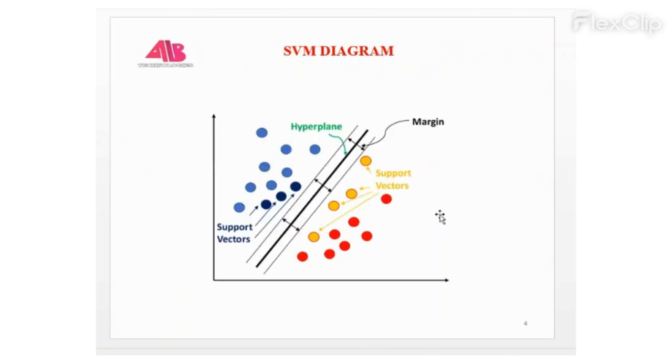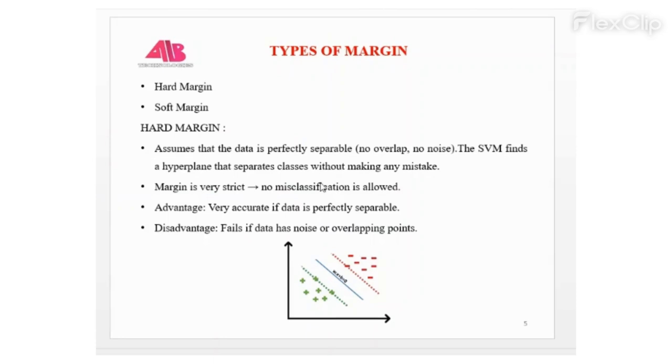So the image represents the support vector machine, how it works, and the nearest data points are known as support vectors. The separating line of the data points is known as a hyperplane. Then we are going to see two types of margin, hard margin and soft margin.